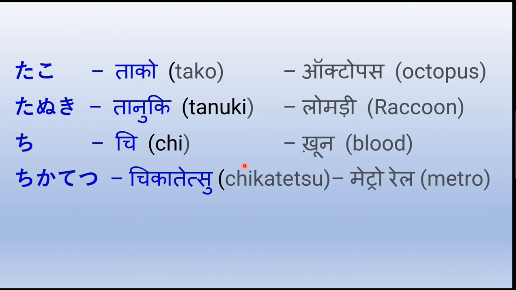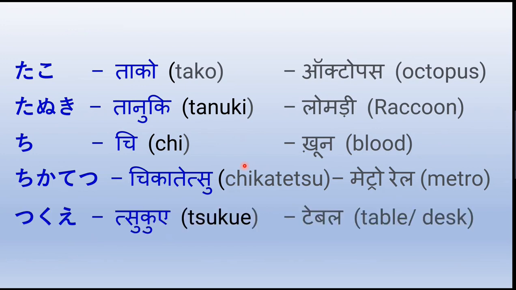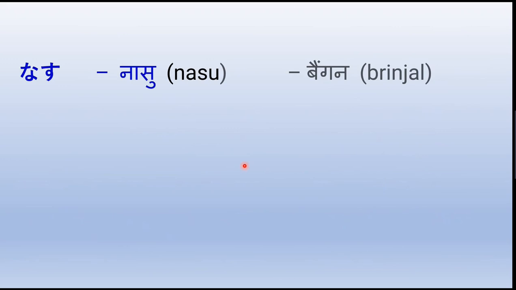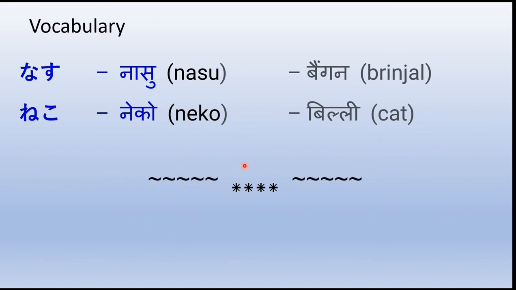Chikatetsu. Very important word that is used in Japan, and it's for the metro rail. So Chikatetsu, metro. Chikatetsu. Mind this pronunciation. Tsukue, table or a desk. Te. Te means hand. Nasu. Brinjal. And neko. Neko means it's the cat. Neko.